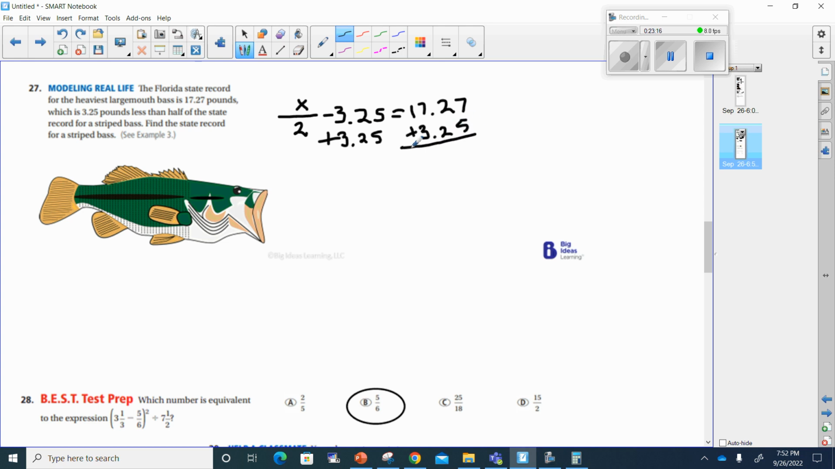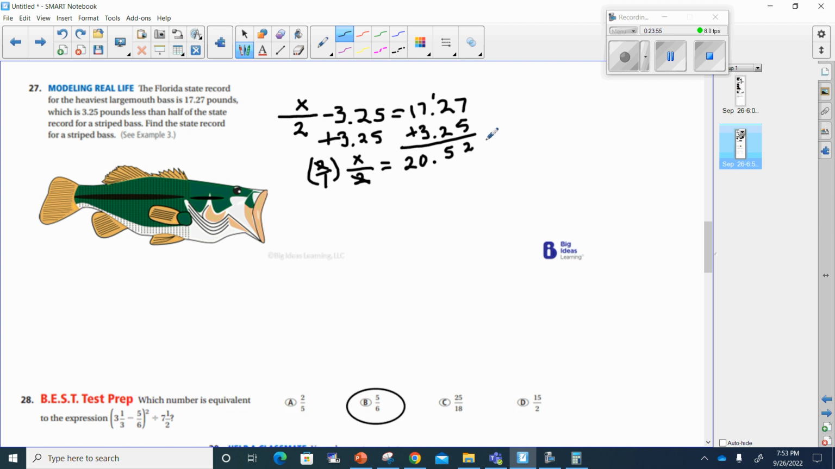When I add 17.27 to 3.25, I get, well, this would be 2. Carry the 1. This would be a 5. This would be 20. So my answer is, let's see. Now I have x over 2 is equal to 20.52. Now I have to get the x by itself. The only way to get rid of dividing 2 is to multiply 2. So I'll do it in the form of 2 over 1, and that allows me to eliminate my 2.